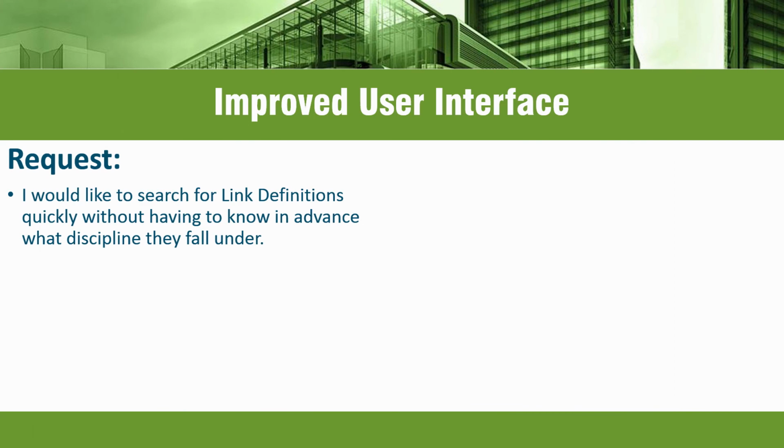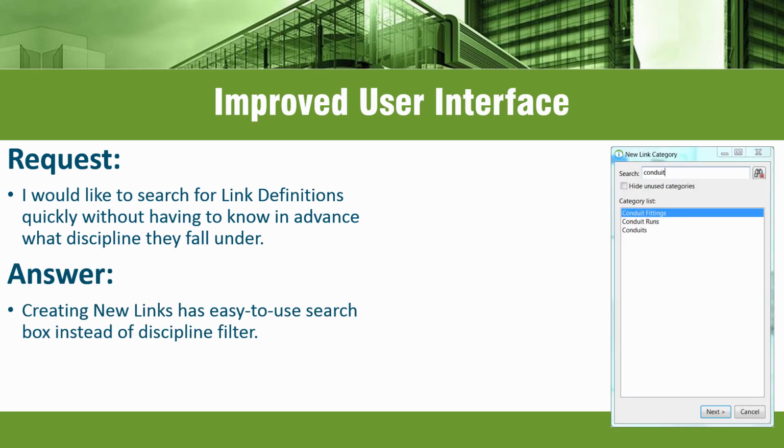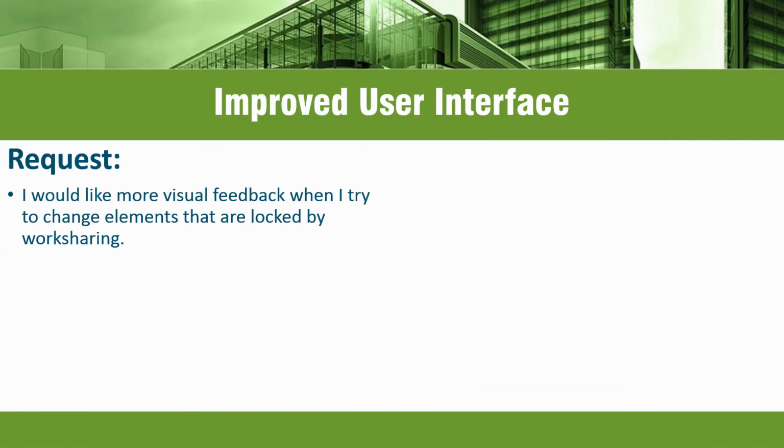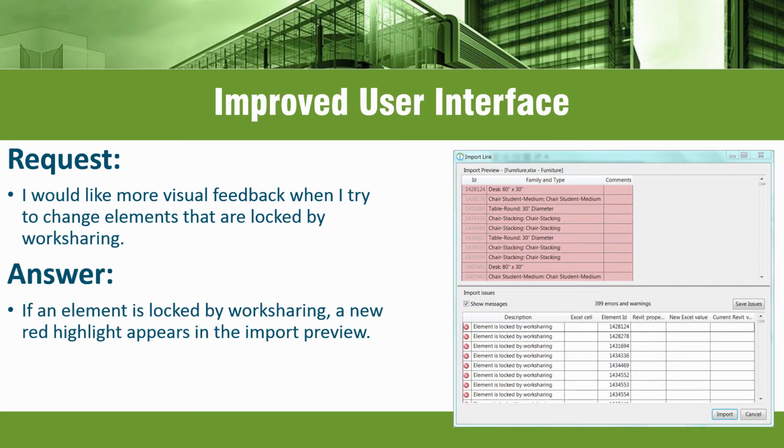We've replaced the discipline filter checkbox for finding link definitions to a helpful search box. Just start typing and Ideate BIMLink will give you a reduced list of only those links that match your input. In order to make the import process more visual and easy to understand, the import dialog now has an advanced visual feature that shows elements that are locked by work sharing in a red highlight, in addition to the warning that elements are locked by work sharing.